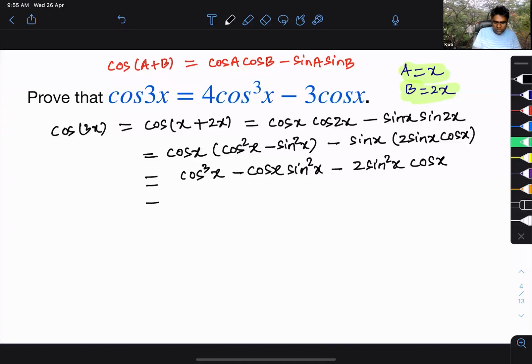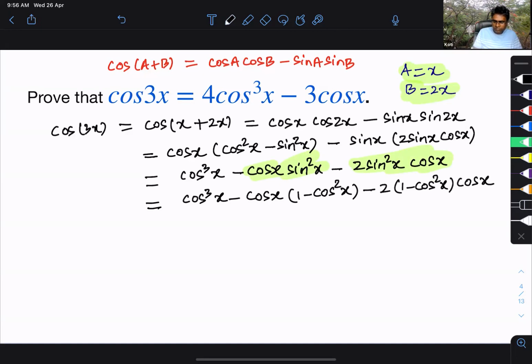So now I think at this stage, replace sin square x with 1 minus cos square x. So you have cos cube x minus cos x into 1 minus cos square x minus. So I think we could have combined these if you wanted. Okay, so it's up to you guys. I think the way you do algebra is up to you. So 1 minus cos square x multiplied by cos x.